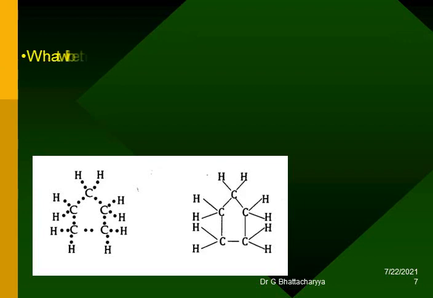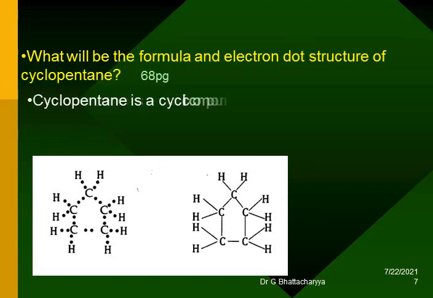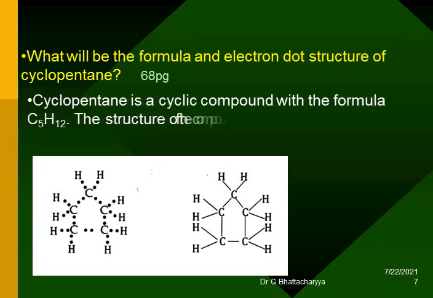What will be the formula and electron dot structure of cyclopentane? Cyclopentane is a cyclic compound with the formula C5H10. The structure of the compound may be represented as.